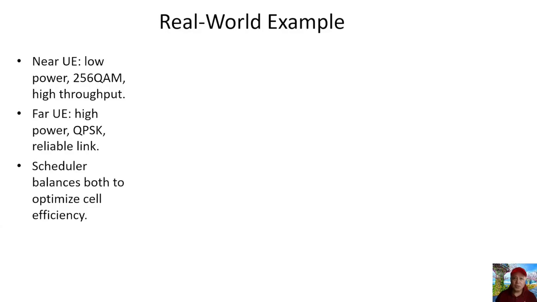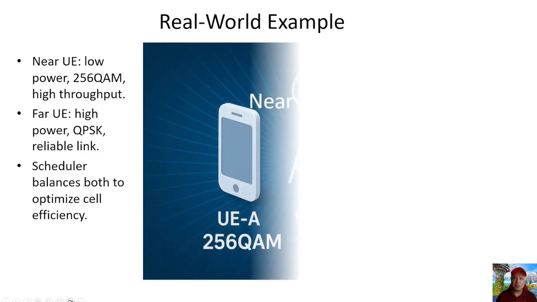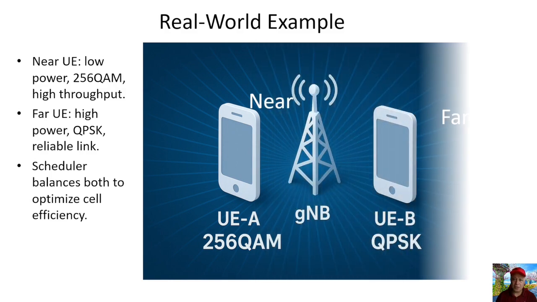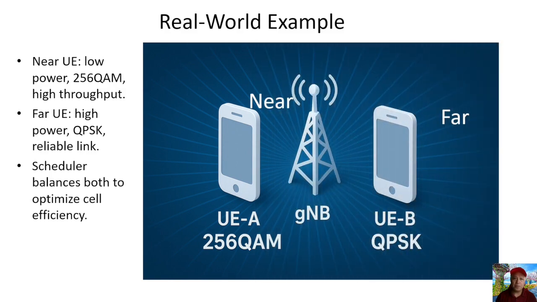Imagine two users at different distances from the gNodeB. The nearby UE transmits with lower power and can use 256 QAM, while the distant UE needs higher power and a lower MCS like QPSK. The scheduler balances both so the cell runs efficiently.